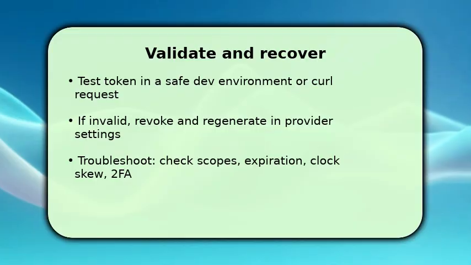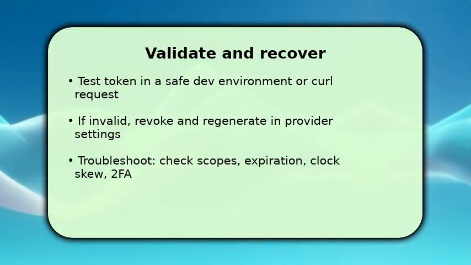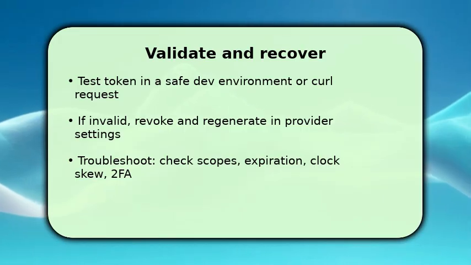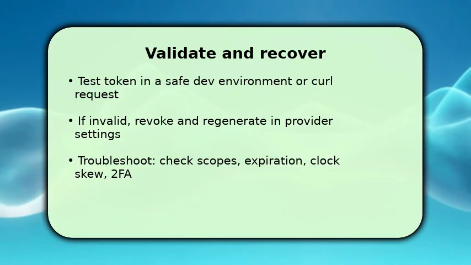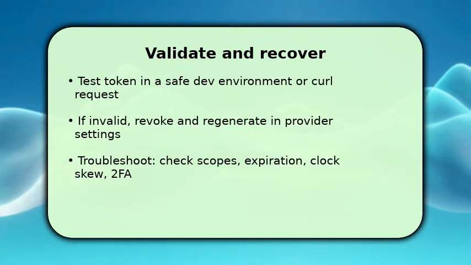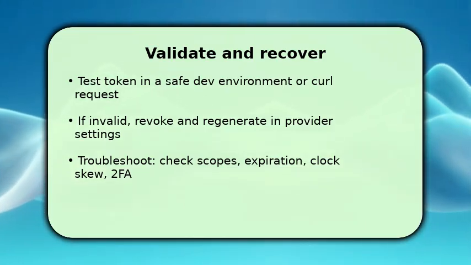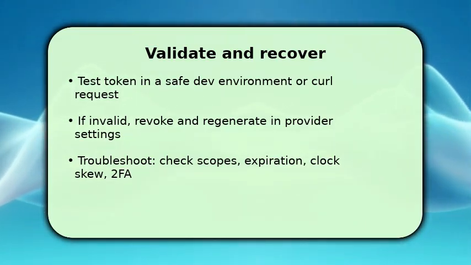If the token fails, revoke and regenerate it from the provider's security or API settings, then update your secure store. If problems persist, check for expired tokens, incorrect scopes, server clock skew, or 2FA requirements. Fixing those usually restores access fast.